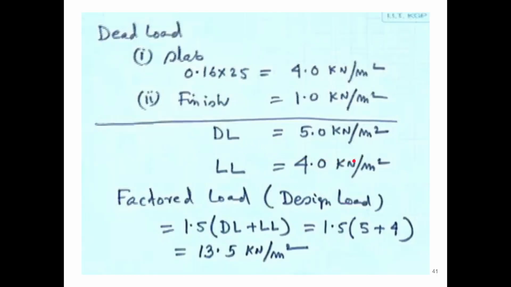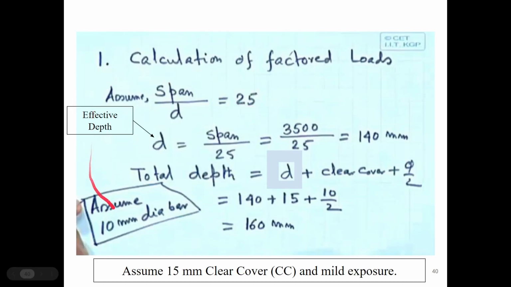So LL is 4 kilonewton per meter square. So factored load, that is the design load, therefore will be 1.5 into DL plus LL. So 5 plus 4 is 9, and 9 into 1.5 is 13.5 kilonewton per meter square. Now for the depth, basically we had to calculate the D value.